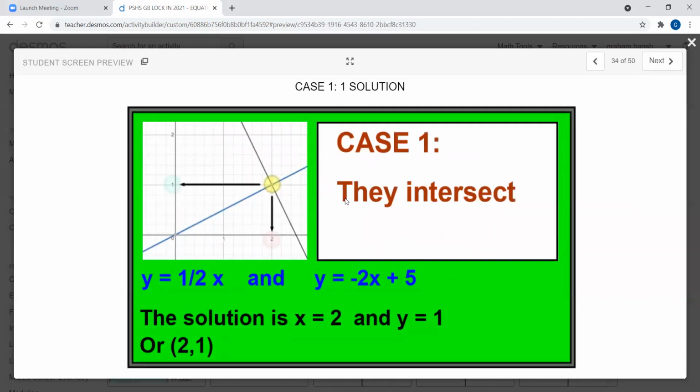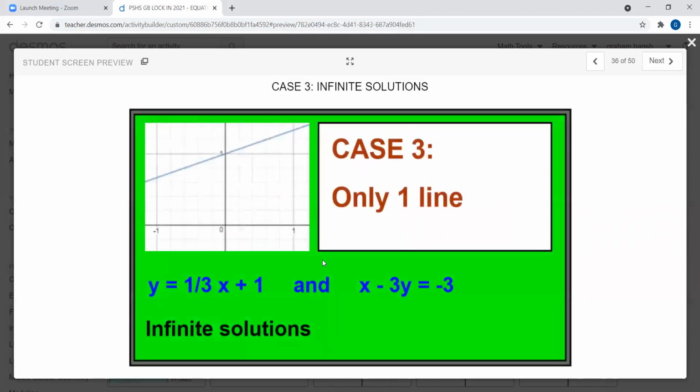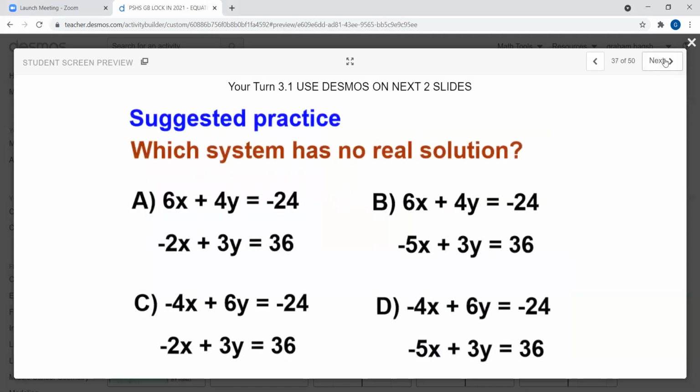So the three things, they'll either intersect, and if they do, you're just going to look for the intersection, and you'll just click on it really, and it'll tell you what it is. If you have parallel lines, then that actually means that there's no solution to that question. So you just put no solution. Kind of like when we split it into two sections earlier when we were doing linear equations. And if you only see one line, because it's the same line, then you're going to put infinite solutions just like we did earlier. Here's a practice if you want to check to find which one has no real solutions.